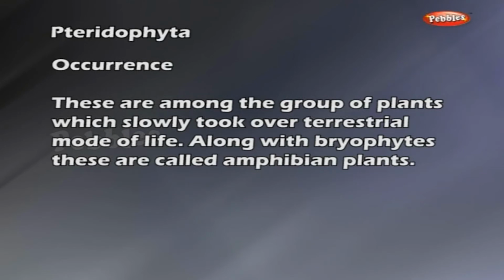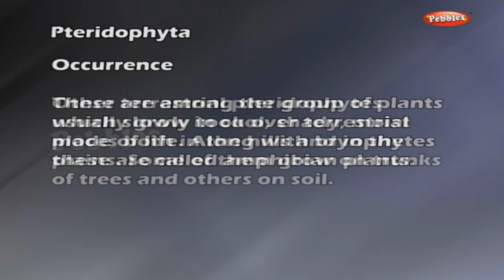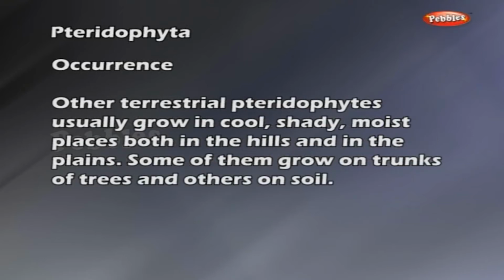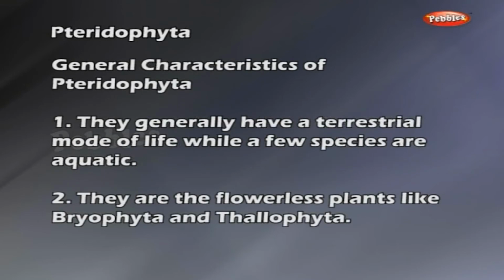These are among the group of plants which slowly took over the terrestrial mode of life. Along with bryophytes, these are called amphibian plants. Other terrestrial pteridophytes usually grow in cool, shady, moist places, both in the hills and in the plains. Some of them grow on trunks of trees and others on soil.